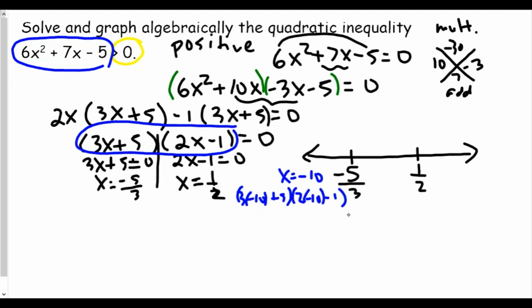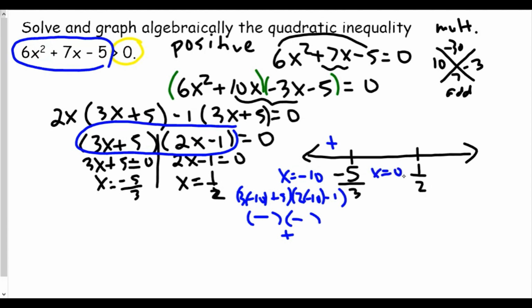Now 3 times negative 10 plus 5 is going to be negative 25, or just a negative number. So it doesn't matter what the number is, just positive or negative. And 2 times negative 10 minus 1 is negative 21, so that's negative. And so a negative times negative is a positive result. So we see here in this case, any number we plug in less than negative 5/3 will give us a positive result.